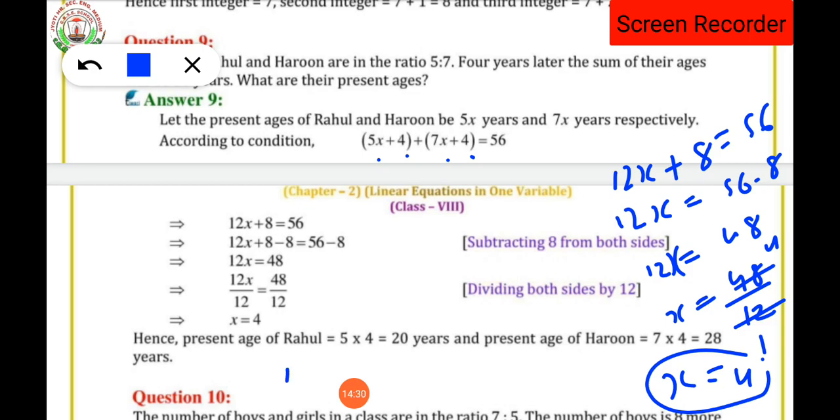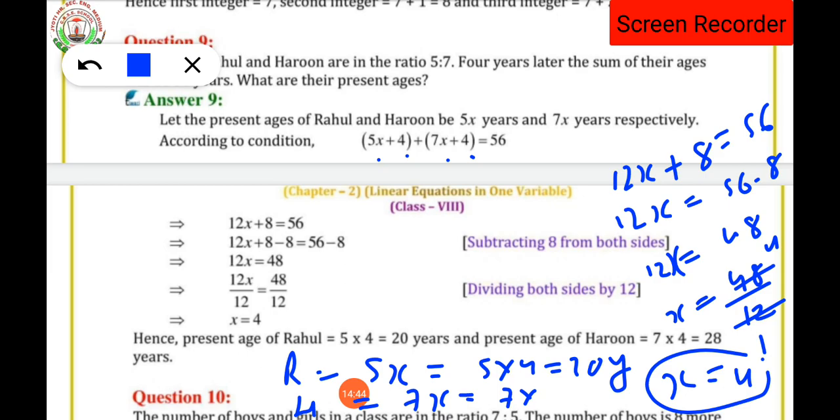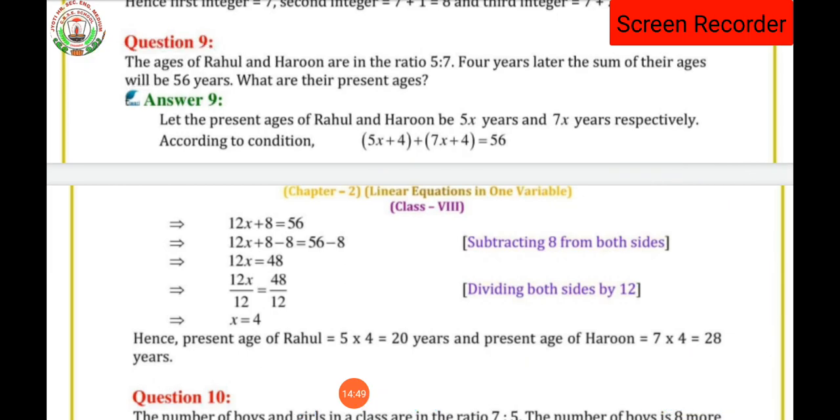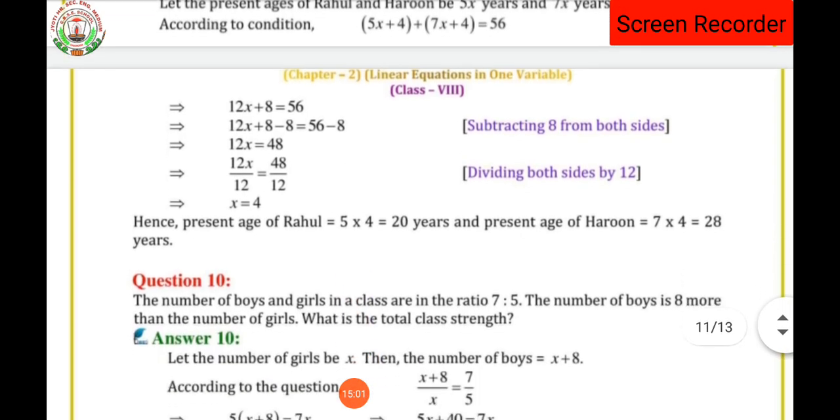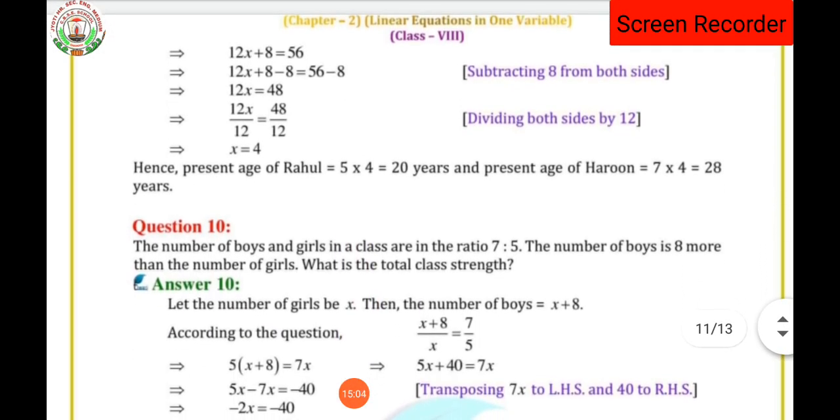Since Rahul's age in the form of ratio is 5x, so 5 into 4 will be 20 years. So Rahul's age will be 20 years, and Harun's age in the ratio is given as 7x. So 7 into 4 is equal to 28 years. Therefore, the present age of Rahul will be 20 years and the present age of Harun will be 28 years. Clear everyone?